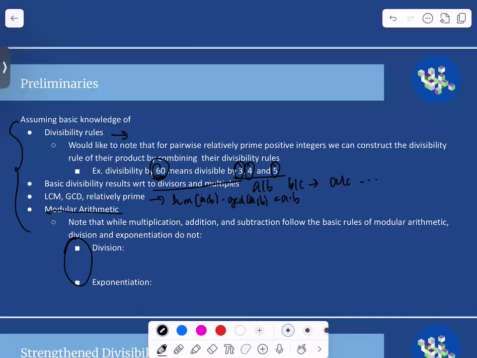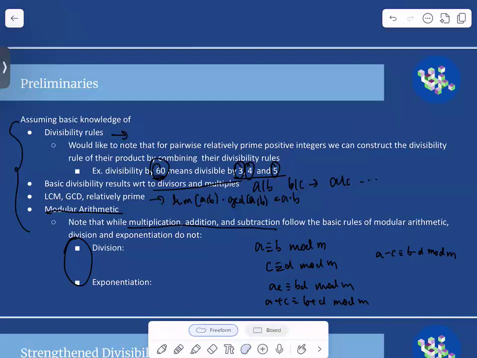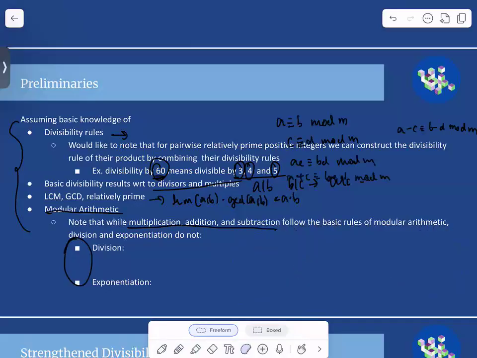And then modular arithmetic. I expect you to know the basics of that. While multiplication, addition, and subtraction do follow the basic rules of modular arithmetic, division and exponentiation do not in the same way. If A is congruent to B mod M and C is congruent to D mod M, you can say AC is congruent to BD mod M, A plus C is congruent to B plus D mod M, and A minus C is congruent to B minus D mod M. But this should be a recap, and if it's not, I suggest you look into modular arithmetic on your own time. I'll be covering some more advanced stuff.